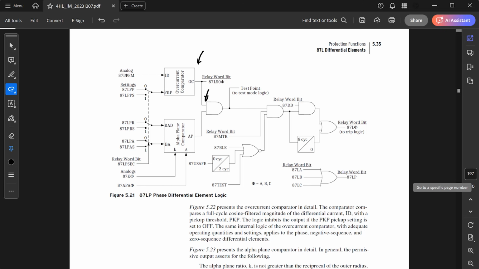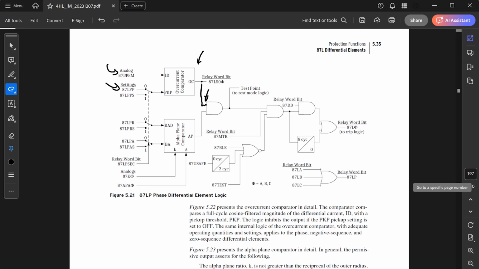And this is the threshold of the differential current. In other words, this right here is the calculated differential current, which we calculated before, and that has to be above some threshold that we define via settings, which is this setting over here, 87LPP. So this portion of the AND gate is basically saying, do we have enough differential current to declare a trip? Are we seeing an internal fault based on our calculation of the differential current?